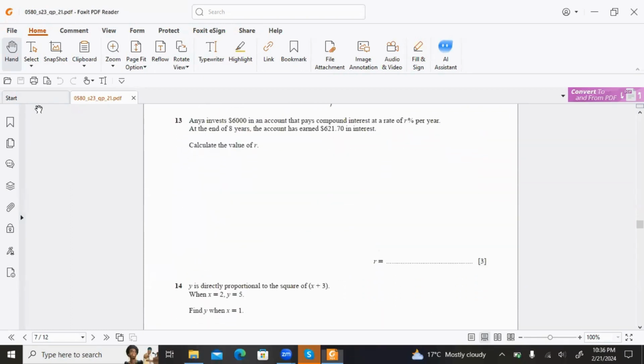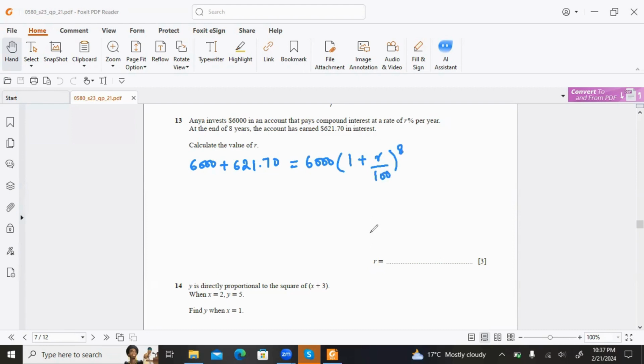Question 15 is saying that Anya invests $6,000 in an account that pays compound interest at a rate of R% per year. At the end of 8 years, the account has earned $621.70 in interest. Calculate the value of R. So what we're going to do is write it as 6,000 plus 621.70 equal to 6,000 times 1 plus R over 100 raised to the power of 8.